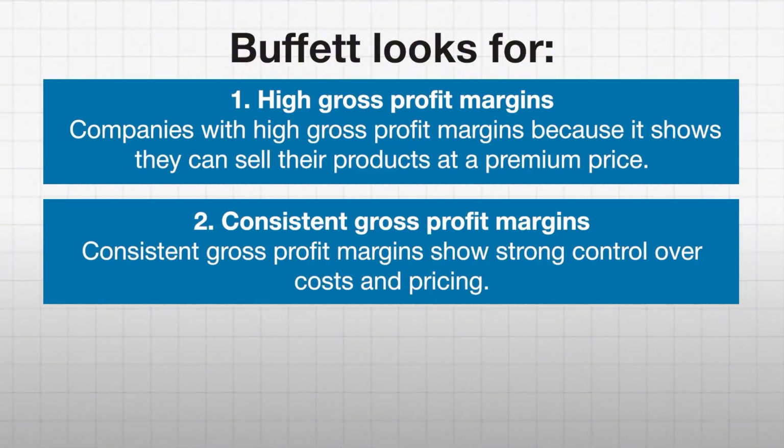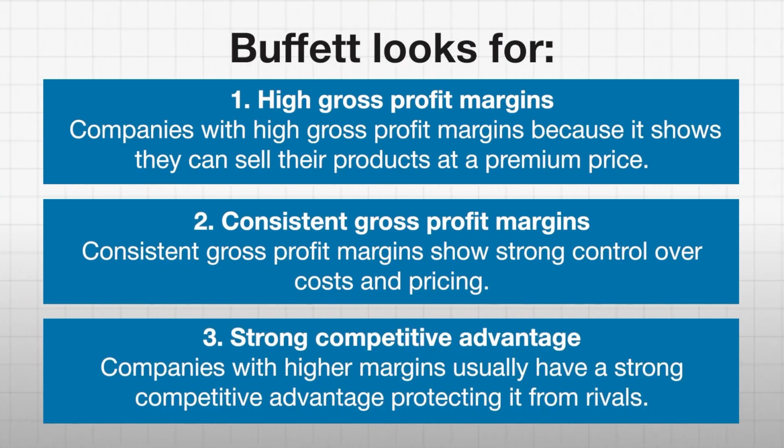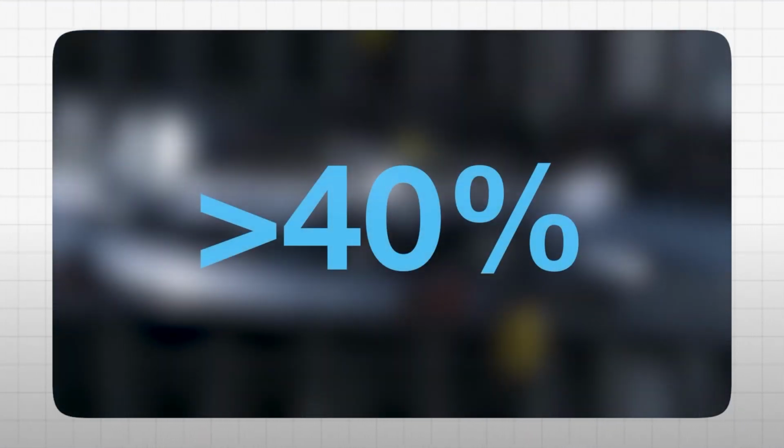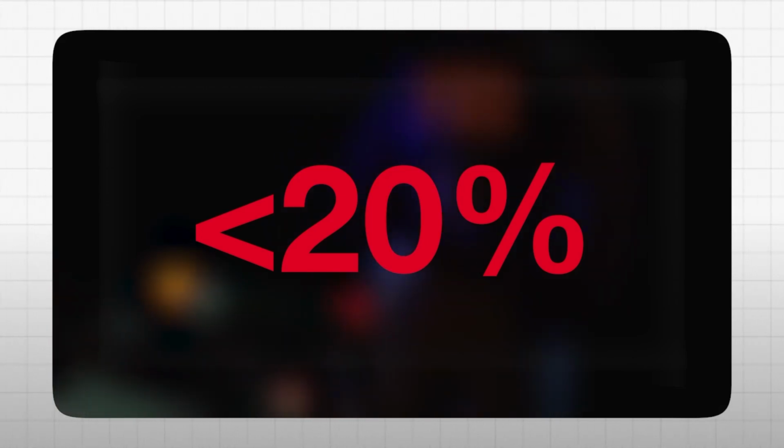Second, consistency. Buffett likes companies with consistent gross profit margins because it shows they have strong control over their costs and pricing. Third, competitive moat. Companies with higher margins usually have a strong competitive advantage, protecting them from rivals. Companies with gross profit margins over 40% tend to have a durable advantage, while those below 20% are usually in highly competitive, low-margin industries that Buffett avoids.